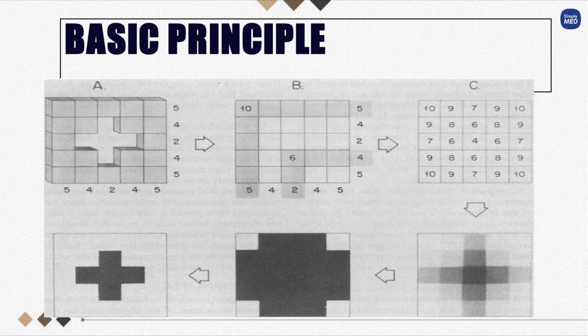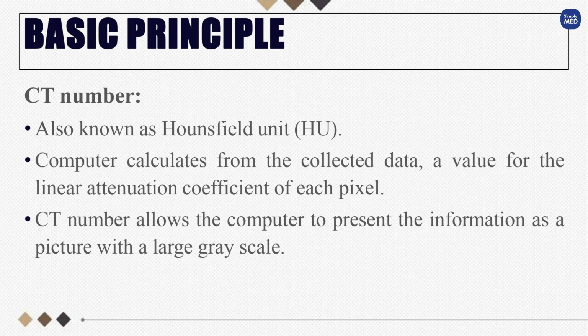So each value will have its linear attenuation coefficient, which will be given different shades of gray. So CT number is also called the Hounsfield unit. So here we calculate the value of the linear attenuation coefficient of each pixel. For each pixel, the linear attenuation coefficient is calculated, and that is called the CT number. So this will give you the detail or the information of the picture.